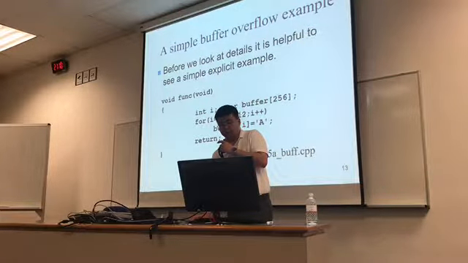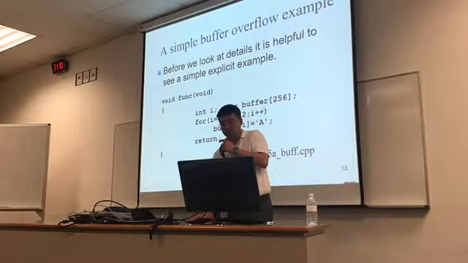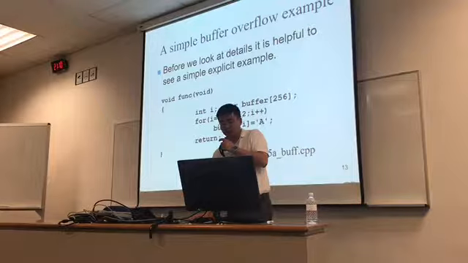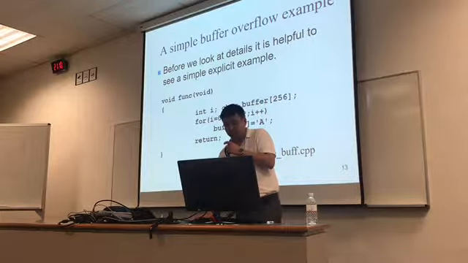In reality, this 512 can be replaced by another variable. Maybe the variable is the input from the user. So in this case, if the user is careless, you replace this one by a j, where j is supplied by the user. So j can also exceed the size of the buffer.